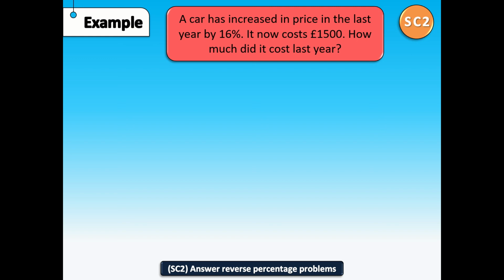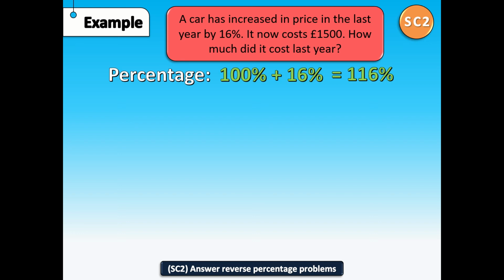This question says a car has increased in price in the last year by 16%. It now costs £1,500. How much did it cost last year? So this time the price of the car is increased by 16%. So if we add 16% onto 100, we've got 116%. So 116% is what the car costs now. So that's £1,500. We want to find out how much the car cost originally, so that's working out 100%.